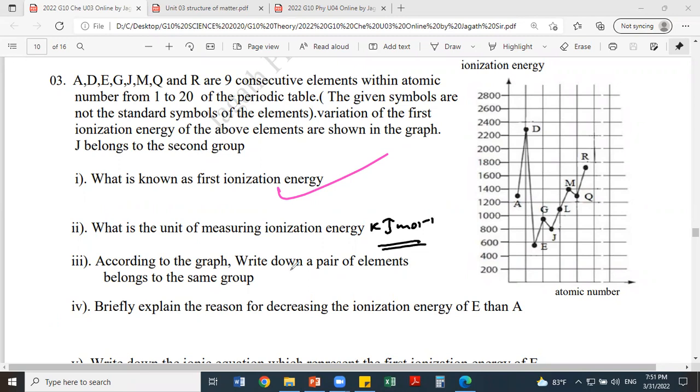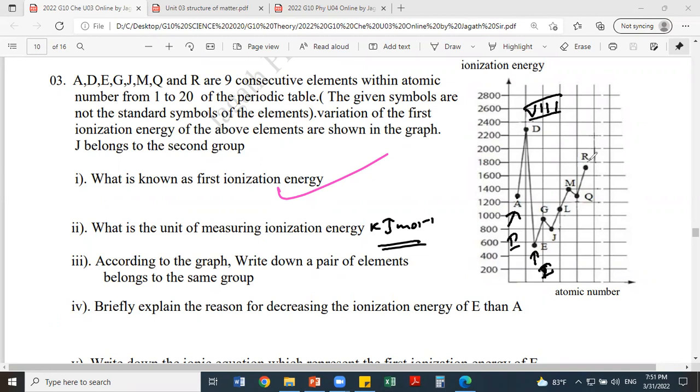Next one, write down a pair of elements belonging to the same group. Same group means what? Look at here. Ionization energy highest, group 8. Ionization energy lowest, group 1. So A and E lowest, group 1. Who are at the bottom of this graph? Group 1. Who are at the peak of this graph?